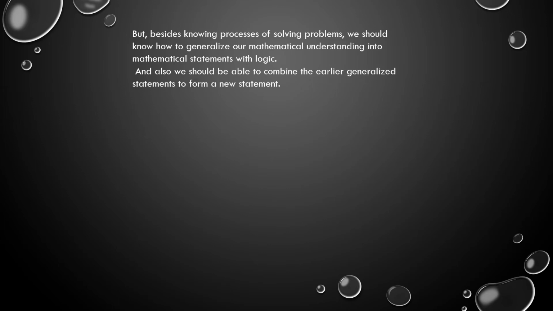So here we have to take whatever statements we have learned previously, combine them, and use earlier generalized statements to form new statements. First we take one generalized statement and use it for another, as we have done. The remainder is always less than the divisor. That statement we have used here, 0 less than or equal to r less than b, in the division a equal to bq plus r.